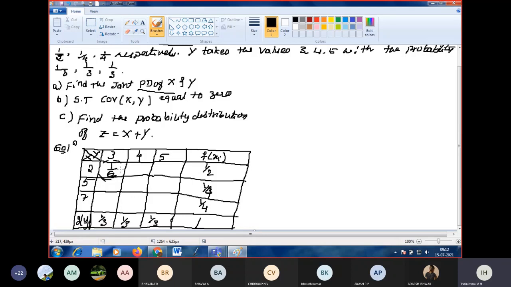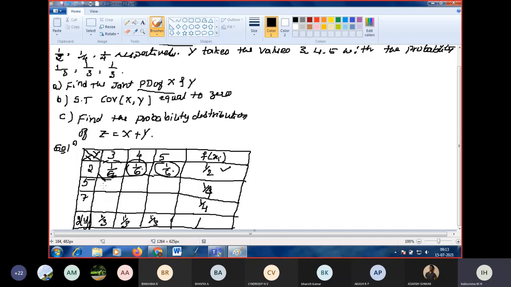Is it clear? How to fill this cell? What is the value of this cell? 1 by 3 into 1 by 2, that is 1 by 6. Next, this cell value will be the product of 1 by 2 and 1 by 3, that is also 1 by 6. What is 1 by 6 plus 1 by 6 plus 1 by 6? 3 by 6, that is 1 by 2. The sum of these values should be equal to 1 by 2.